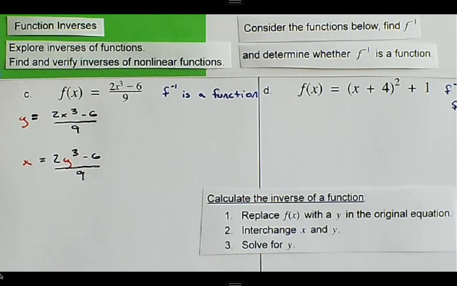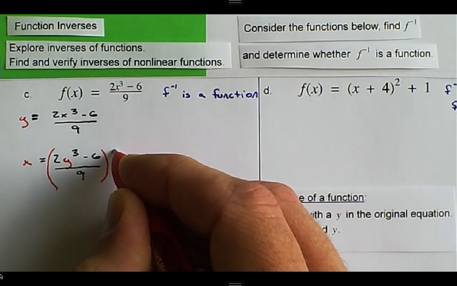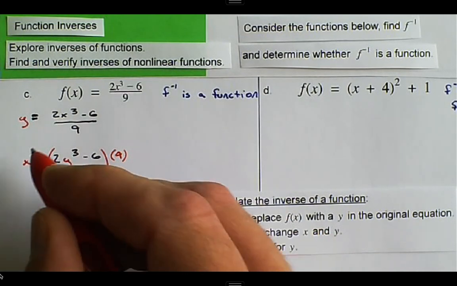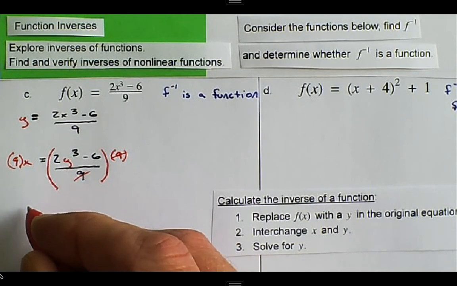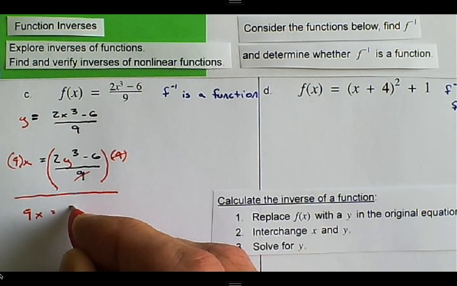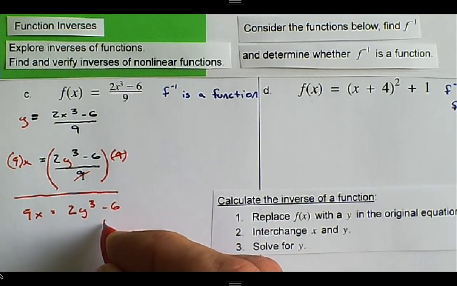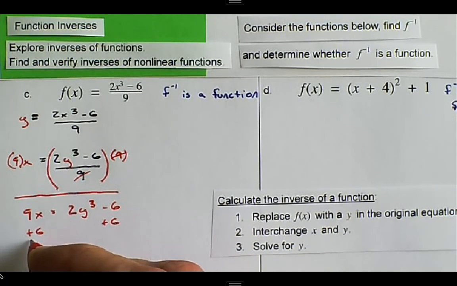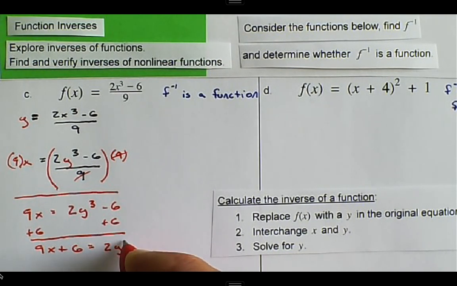And now the last step is we just want to solve to get y by itself. So first thing, we want to multiply the right side by 9. And so we have to multiply the left side by 9. Our 9's cancel. And we're left with 9x equals 2y cubed minus 6. Then we can add 6 to both sides. Nine x plus 6 is equal to 2y cubed.